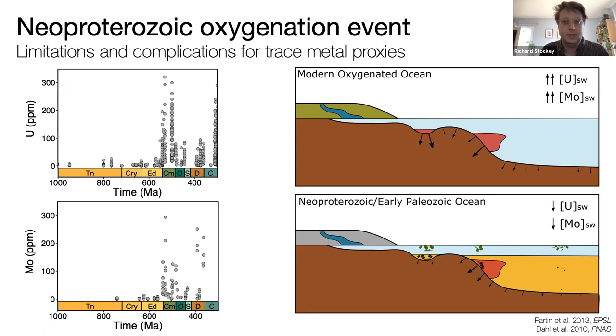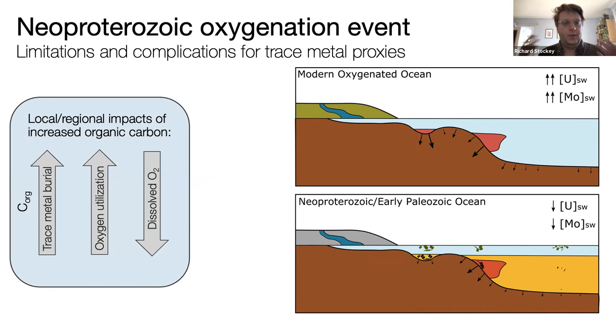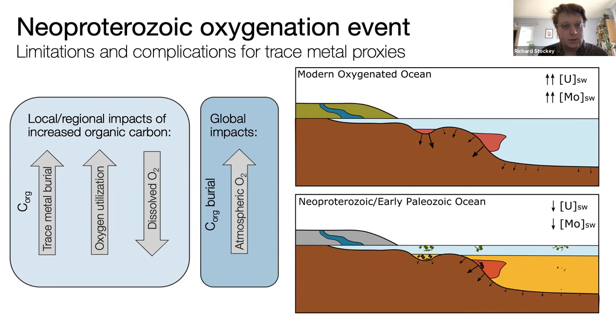Finally, we observe in the modern that trace metal burial rates correlate strongly with organic carbon burial rates. These interactions between the trace metal cycling and organic carbon cycling lead to some complicated interactions between proxy records, ocean atmosphere oxygenation, and marine productivity. So at a local or regional scale, increased organic carbon burial leads to increased trace metal burial. It also leads to increased oxygen utilization and tends to decrease the amount of dissolved oxygen we have in the water column. At a global scale, on geologic timescales, increased organic carbon burial actually leads to increased atmospheric oxygenation.